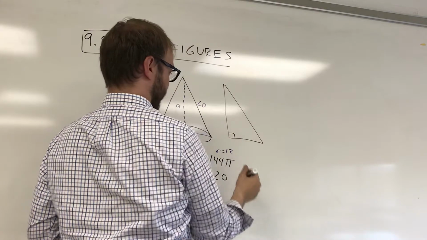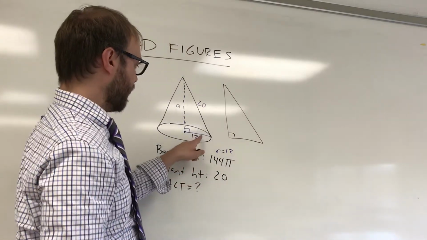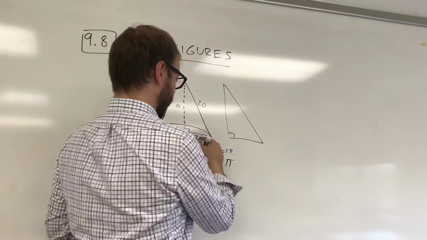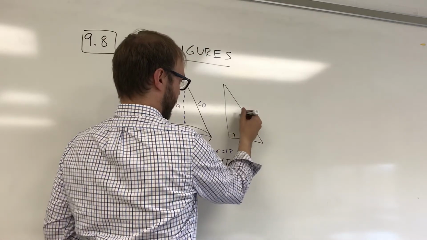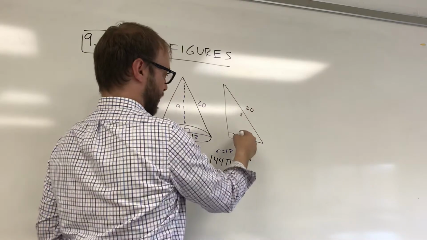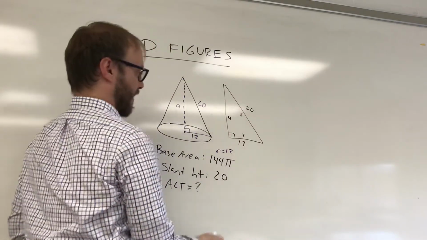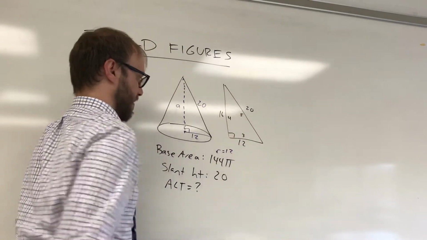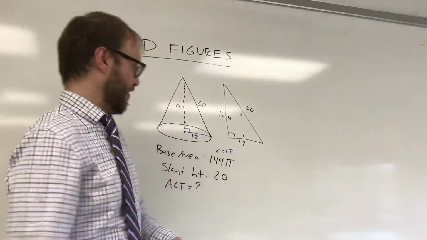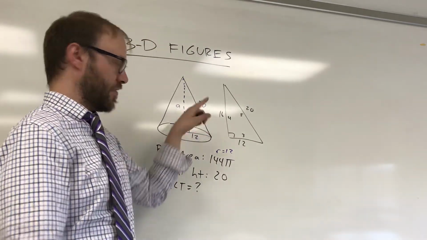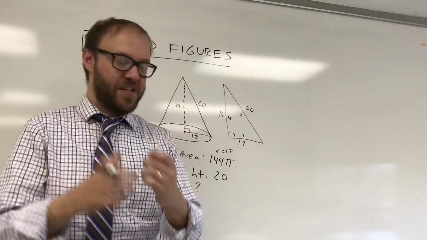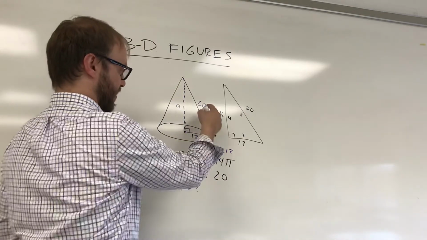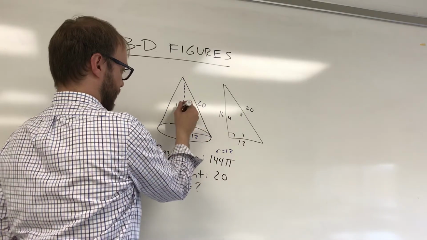I would always check and see if it's a triple. 4 divides into both of these. 4 goes into 12 3 times. 4 goes into 20 5 times. This is a little 3, 4, 5 triangle that got multiplied by 4. So that missing side is going to be 16. Or you could use the Pythagorean theorem: A squared plus 12 squared equals 20 squared, and you could solve. But be on the lookout for triples. They make your life so much easier. So anyway, this time we used the slant height here, and we found out the altitude was 16.